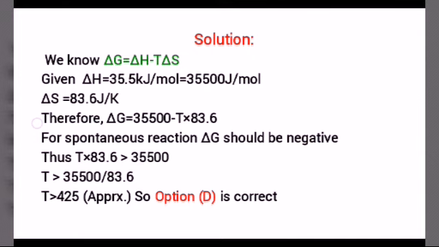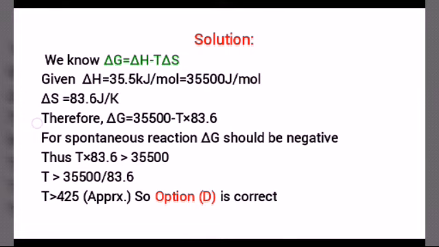First of all, we have to convert the units because both the units are different. So I am converting delta H into joule per mole by multiplying by 1000. By multiplying by 1000, it becomes 35,500 joule per mole. Now putting the values, delta G equals 35,500 minus T into 83.6.